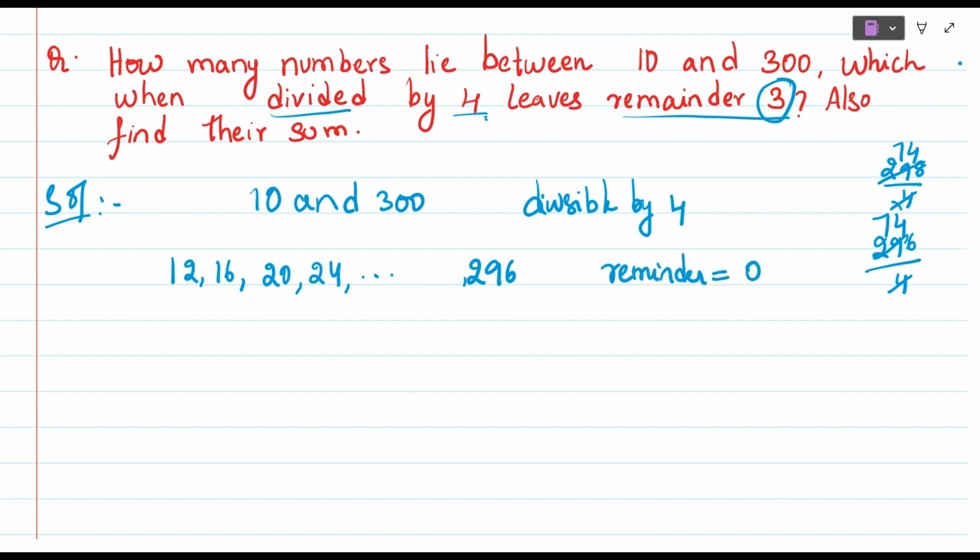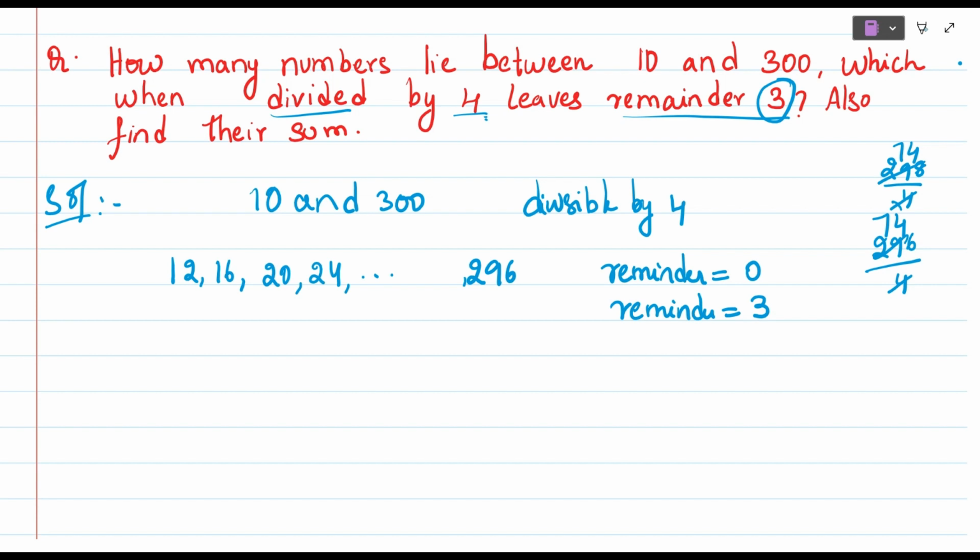Clear? So 12 divided by 4 gives remainder 0. 16 divided by 4 remainder 0. 296 divided by 4 remainder 0. Clear? So now they are asking we have to write the numbers in such a way that the remainder should be 3. So what we have to do? Just add 3 to all numbers over.